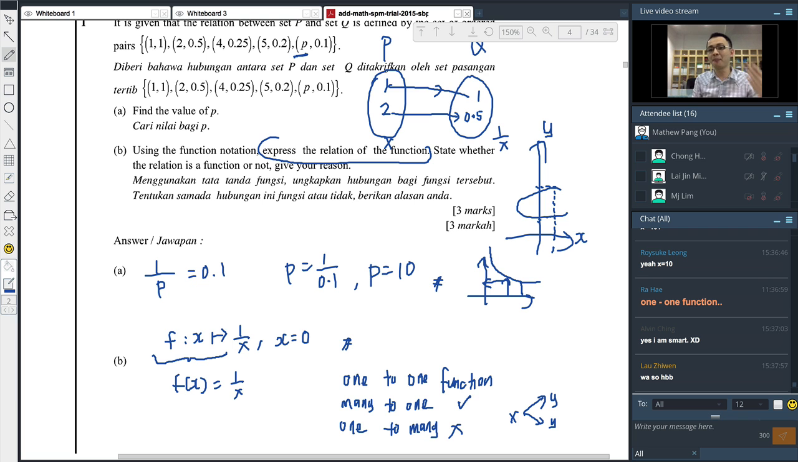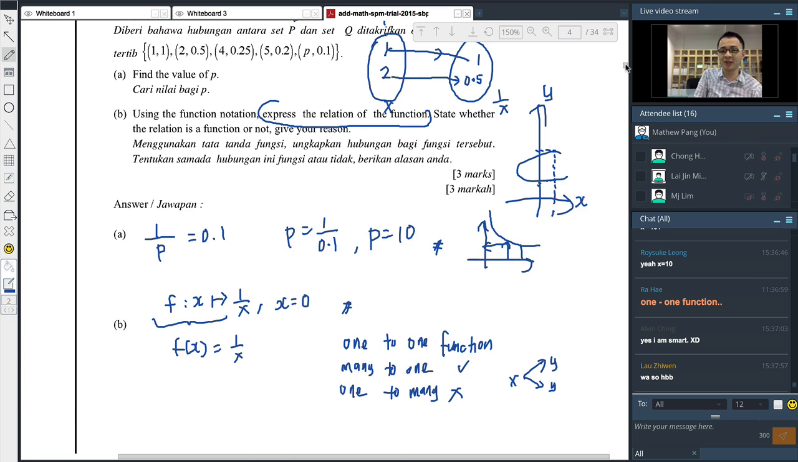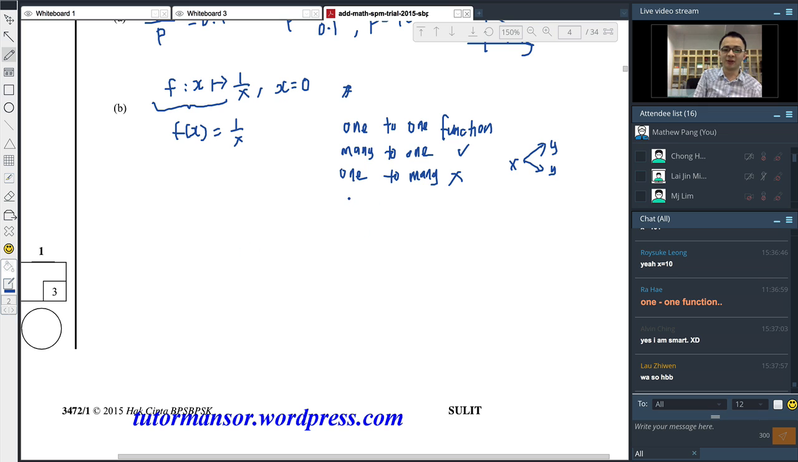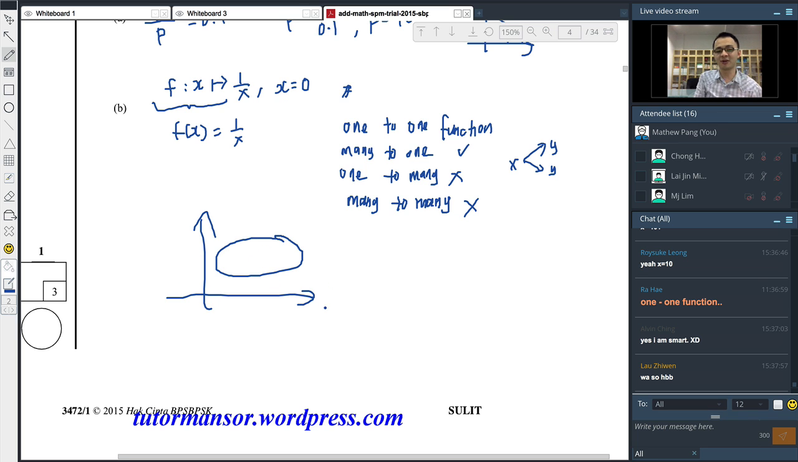And obviously many-to-many is not a function. But you will seldom get a chance to see a many-to-many graph. The graph most of the time is an ellipse or circle. This is considered many-to-many. So no matter your x value, you will get 2 values for y.